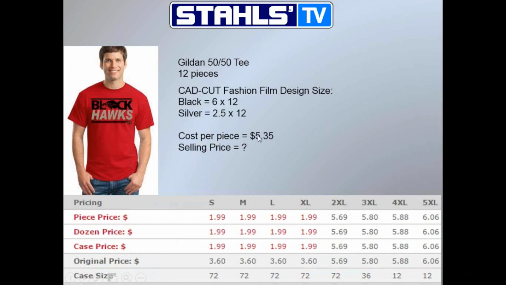So first we'll go through an exercise real quick. Based on your pricing strategy or just based on what you're thinking right now on demand, I want you to put in a selling price for this item. You see I have the cost per piece at $5.35 based on the factors here. What do you think this t-shirt with this design on it would sell for in a quantity of 12 pieces? What would you charge a customer? So just type that into the questions box for me. I just want to get a general gauge.